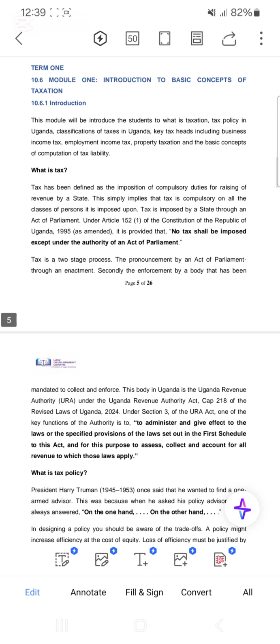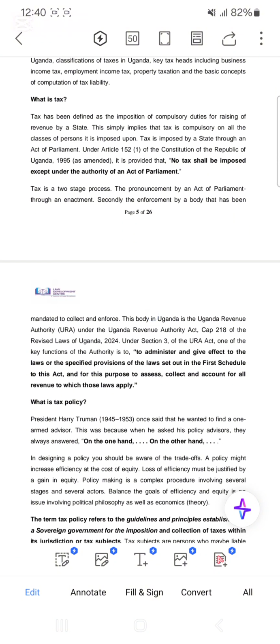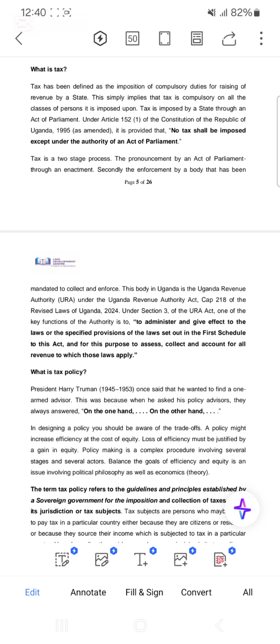What is tax? Tax has been defined as the imposition of compulsory duties for raising revenue by the state. So this simply implies that tax is compulsory on all the classes of persons it is imposed upon. Tax is imposed by the state through an act of parliament under Article 152, sub-article 1 of the Constitution of the Republic of Uganda. It provides that no tax shall be imposed except under the authority of an act of parliament. So basically, tax is a compulsory imposition levied on all citizens of the country to collect revenue, and it must be imposed under an act of parliament, as we can see under Article 152 of the Constitution.